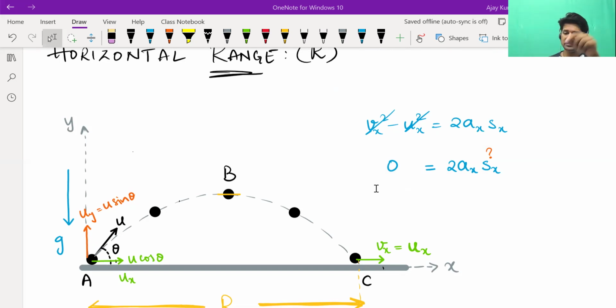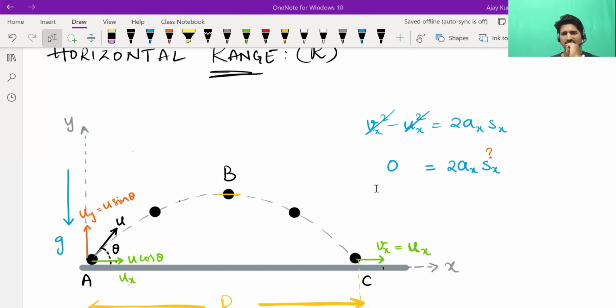But see, in this equation, we have displacement in x direction, not in y direction. What you said is correct for y displacement. Initially, at point A, the object is just above the ground. At point C also, it is just above the ground. So initial y coordinate is same as final y coordinate. Initial height is same as final height, 0, 0. But initial x coordinate is not same as final x coordinate. In x direction, it has moved. Definitely, it has moved.